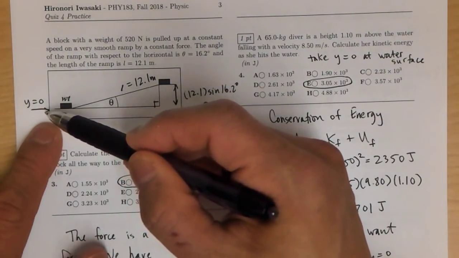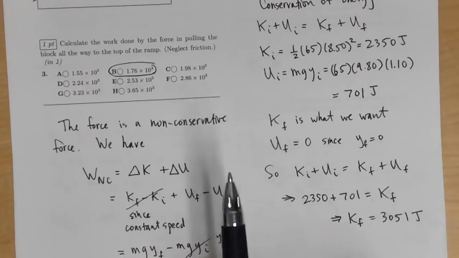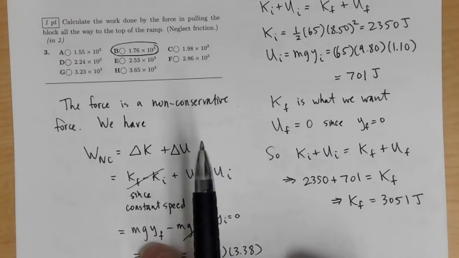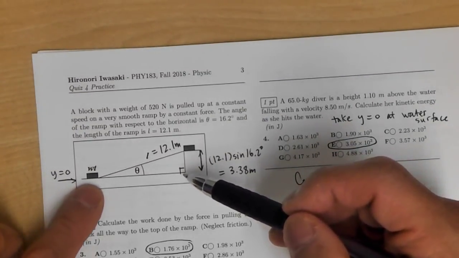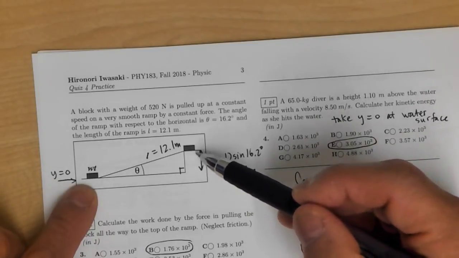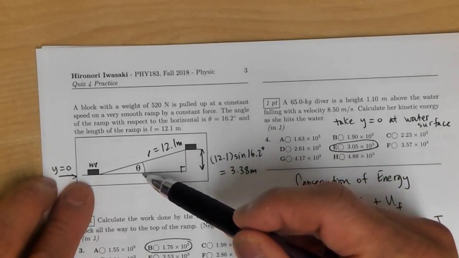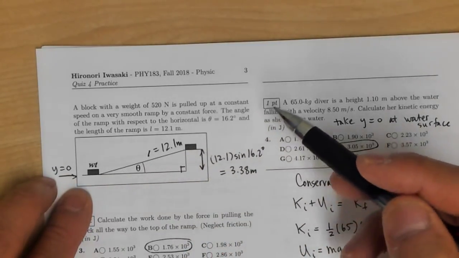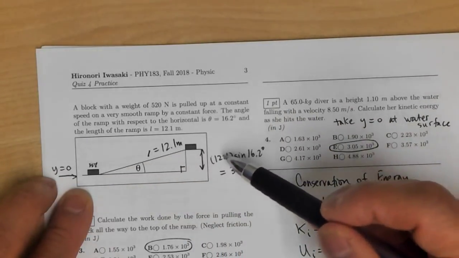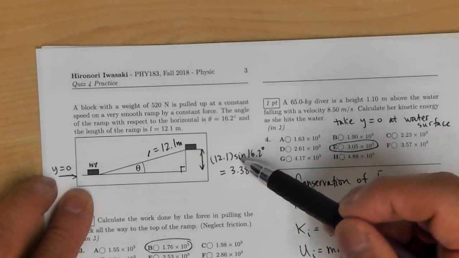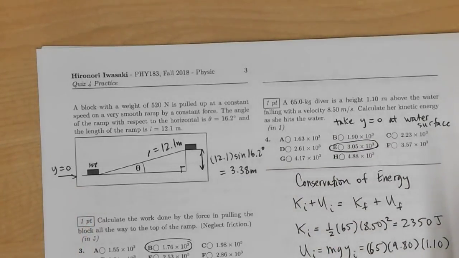All right, let's take y equals 0 to be the bottom. You could take it to be the top. It won't matter because we're going to take the difference between the potential energies, and the reference height won't matter. But we'll take it to be the bottom. I suspect most of you want y equals 0 to be the bottom. Then this height here will be this side of this triangle. This triangle has an angle of theta and a hypotenuse of 12.1 meters. The sine is the opposite over the hypotenuse, so we have 12.1, the hypotenuse, times the sine of 16.2, the angle, and that comes up to 3.38 meters.